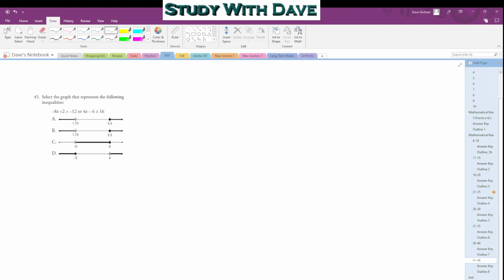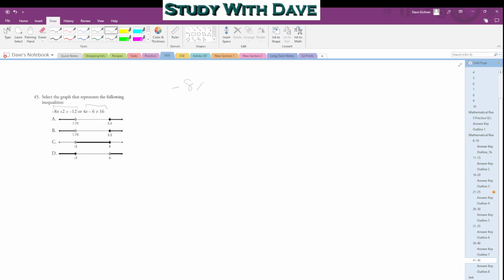245. Select the graph that represents the following inequalities. So we have two inequalities here we have to solve for. Negative 8x plus 2 is greater than negative 12. And 4x minus 6 is greater than or equal to 16. All right, so let's just do one and then the other. So we'll just rewrite these.